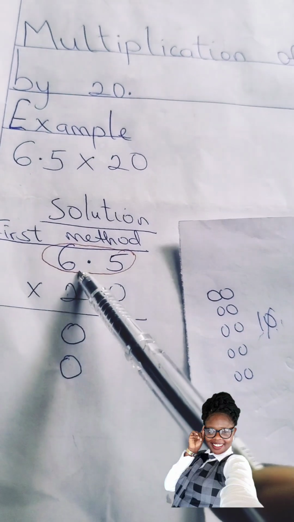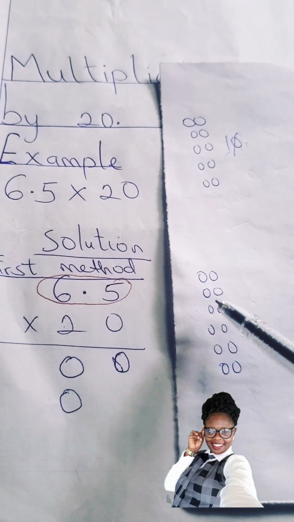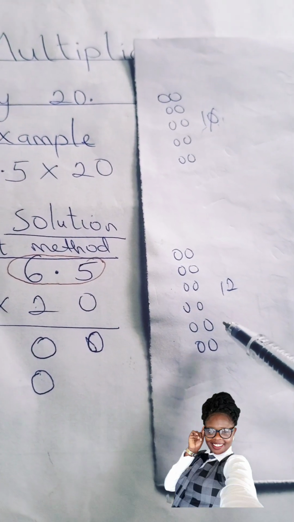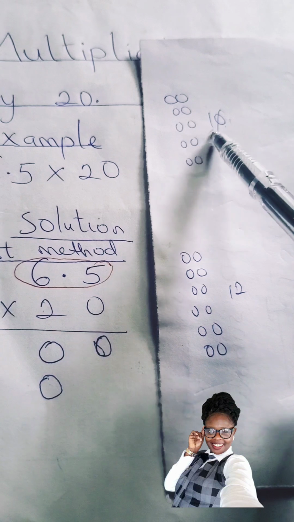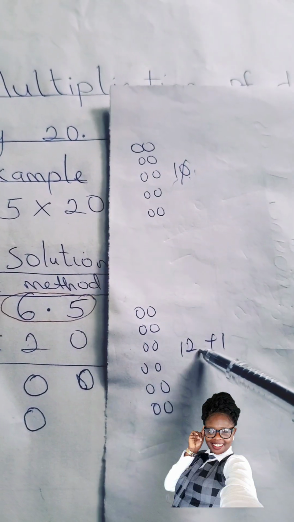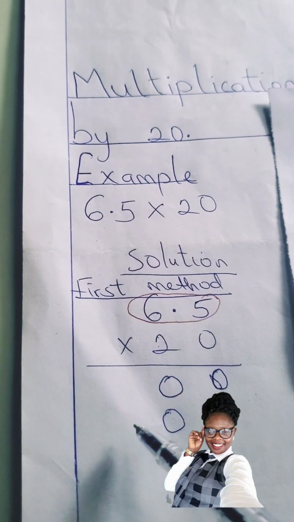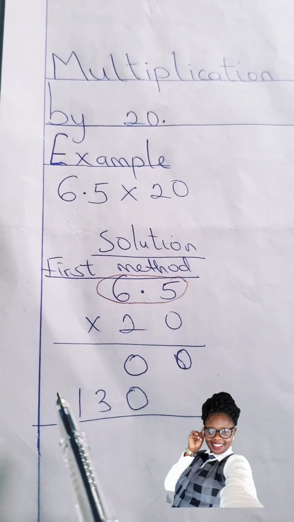2 times 6. 2 circles in 6 places equals 12. But I am left with 1 here. I'll add this 1 to this 12, and that is 12, 13. Now I write my 13 out here in full, just like this, and I'll add together.